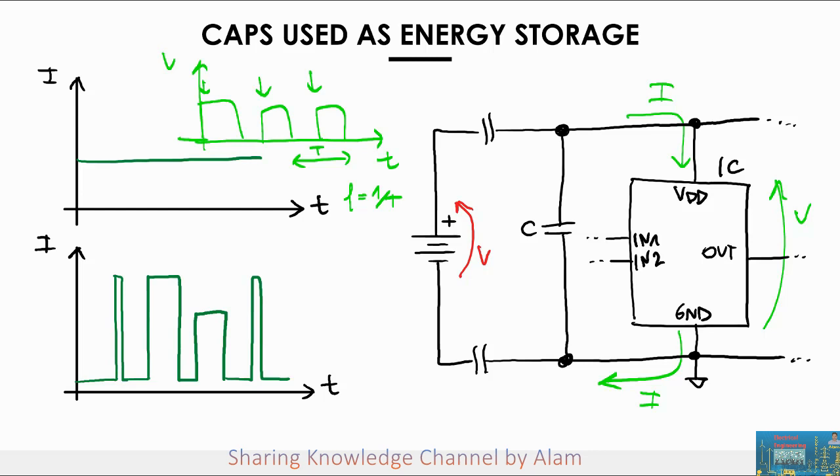So if you want to represent the current in this graph, I'm going to use the red now. Most likely the current will look something like this. It will be low here, and then it will have a spike here. Then it will be low, it will have a spike. Low again, and then it will have a spike.